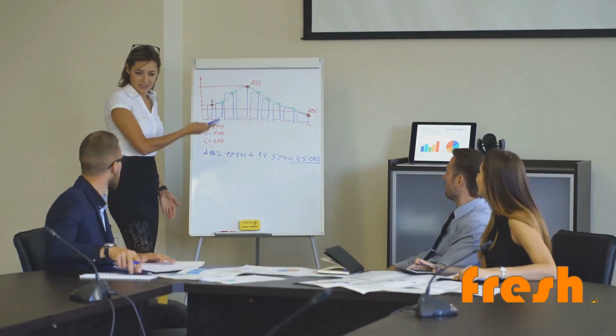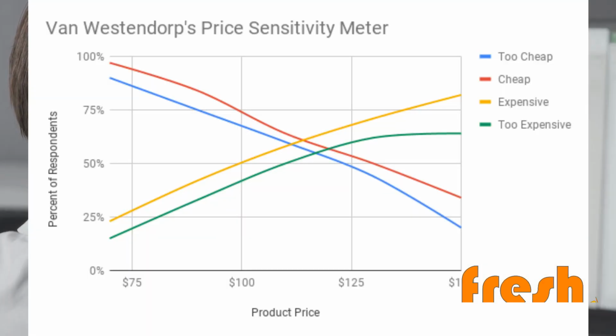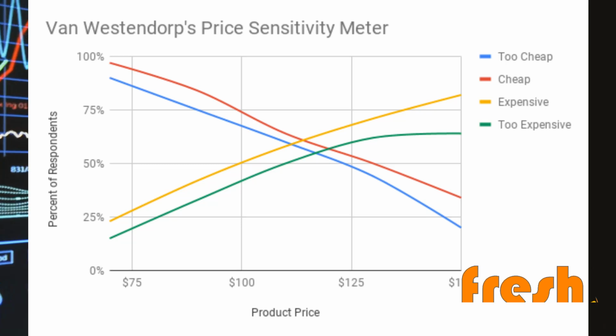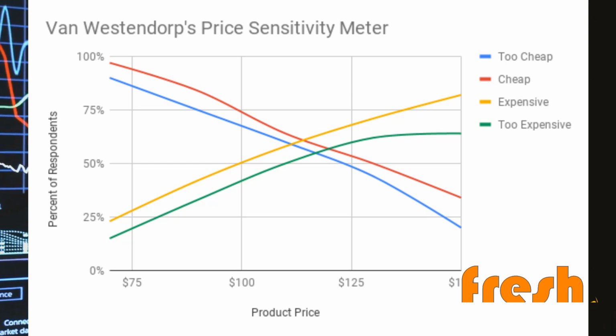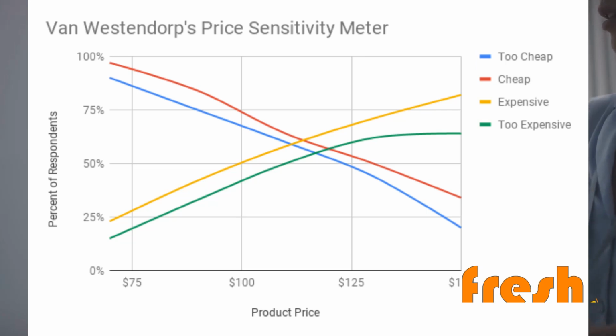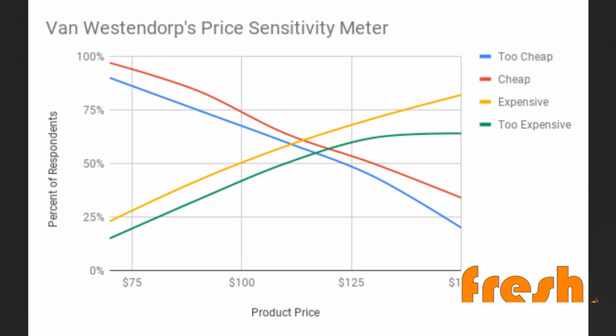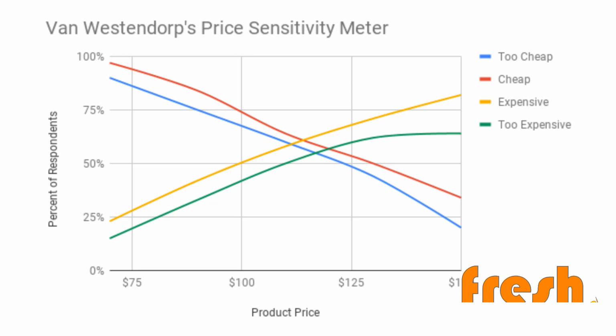Step 1. Plotting the curves. To start, let's plot the too cheap curve. This curve represents the cumulative percentage of respondents who consider the price to be too low. On your graph, the x-axis will be the price points, and the y-axis will be the cumulative percentage of responses. As the price increases, the percentage of people who think the price is too cheap should decrease.